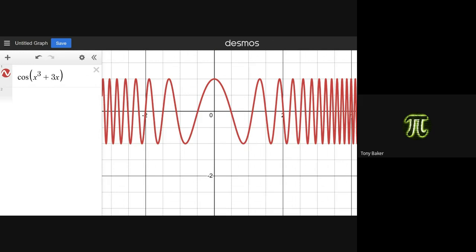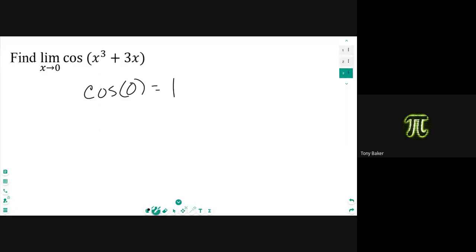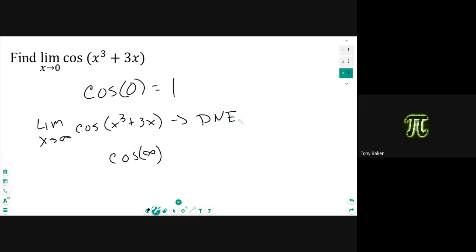And even on this one, if this one was, say, the limit as x goes to infinity of cosine of x to the third plus 3x. When we're looking at this one, if you plug in infinity, it's cosine of infinity. Well, what's cosine of infinity? Cosine doesn't go to infinity. It's going to be 1 or negative 1, or any number in between those. We don't know. It's going to keep bouncing. So in this case, that does not exist because we don't know what it's going to.